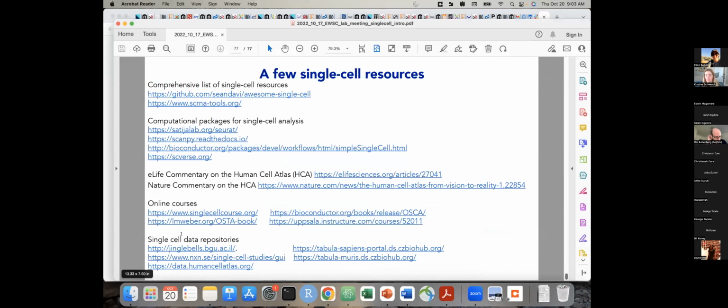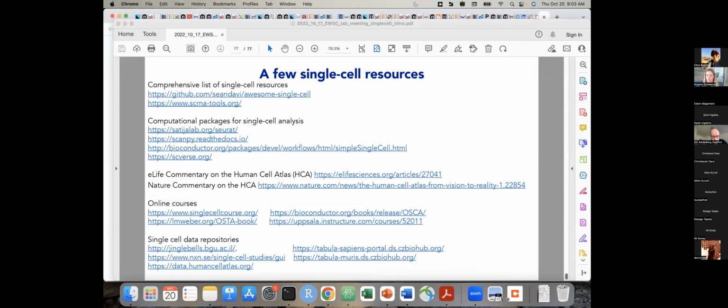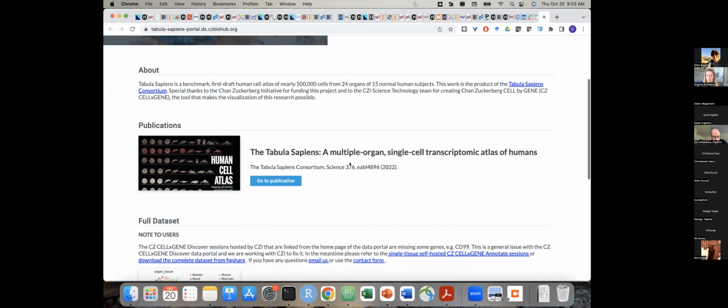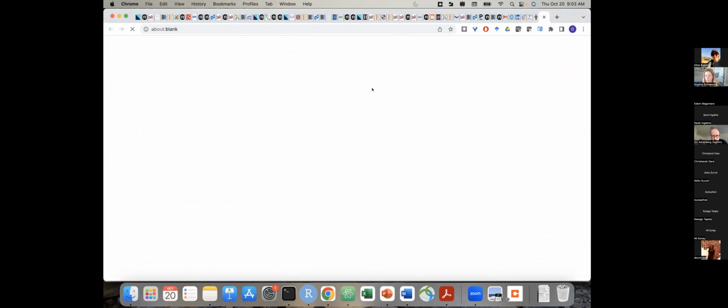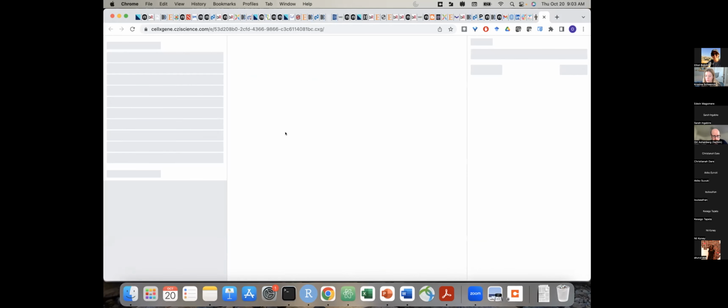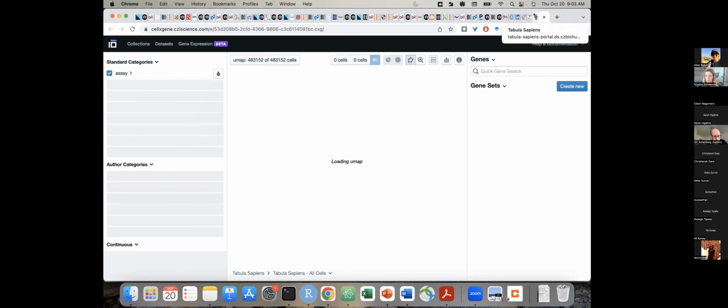And then finally, where do you get data? It takes a lot of resources to generate these data sets, but fortunately, as you saw yesterday through the CZI presentation, there's a lot of data sets that are publicly shared and organized. So for instance, we can go to this one, Tabula Sapiens. This is hosted by the CZI. You can launch, and I think around 500,000 cells will get loaded at some point.